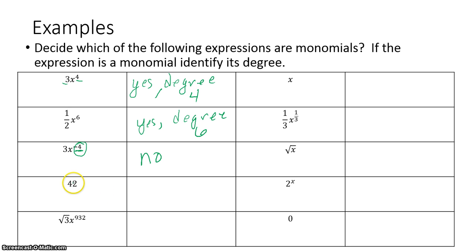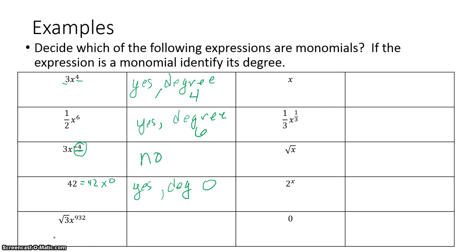How about the number 42? One thing you're probably asking is, well, where's the x? We may think this is not a monomial because there's no variable sitting around. But I can actually write this as 42 times x raised to the 0 power. So there is a variable there, we're just not seeing it because anything raised to the 0 power is 1. So again, this is a monomial and it will be of degree 0.